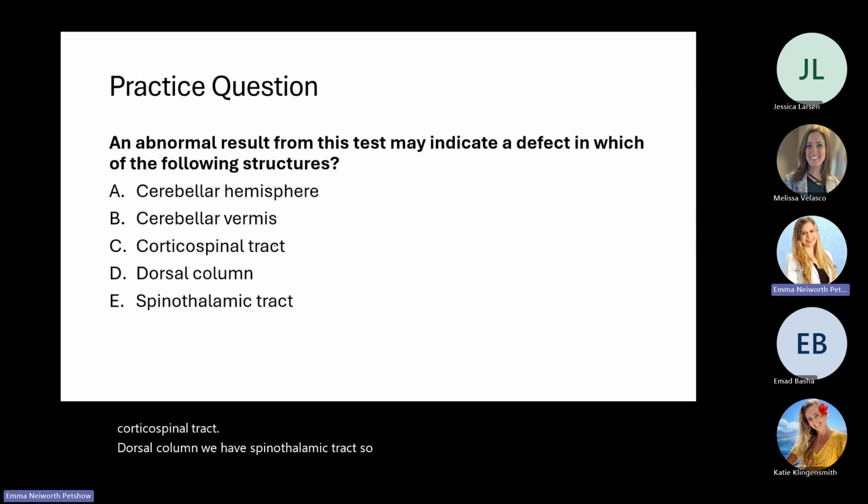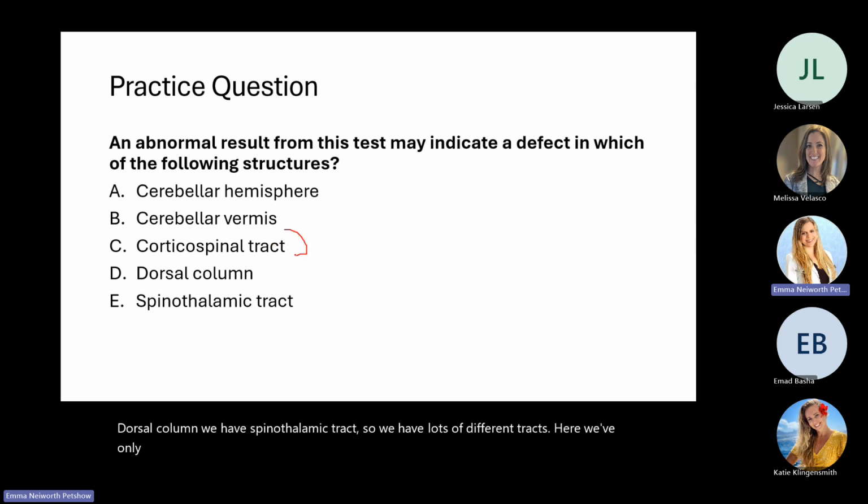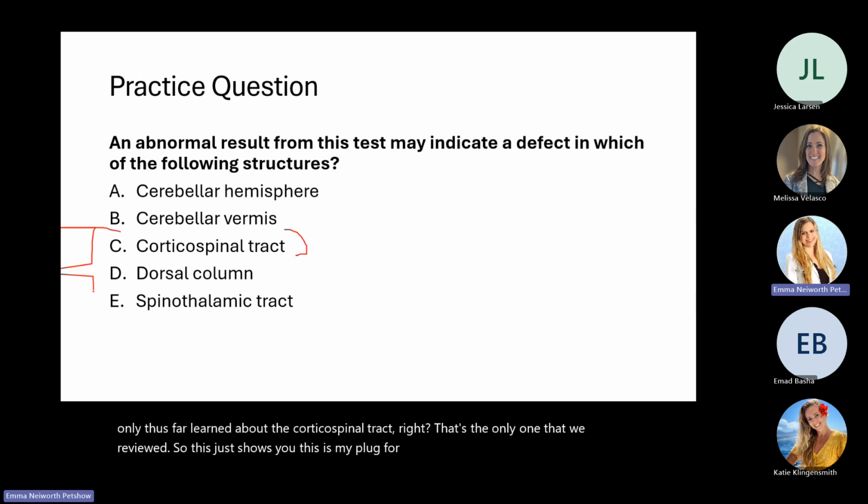We've only thus far learned about the corticospinal tract, right? That's the only one that we reviewed. So this is my plug for, at minimum, these three are the three you need to review, okay? Know something about each of them. You don't have to know their whole pathway, but you should know what they govern. Like, what are the main things they're in charge of or responsible for? This is a key anatomy question, okay?